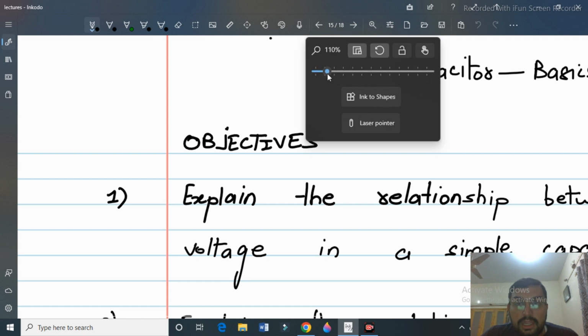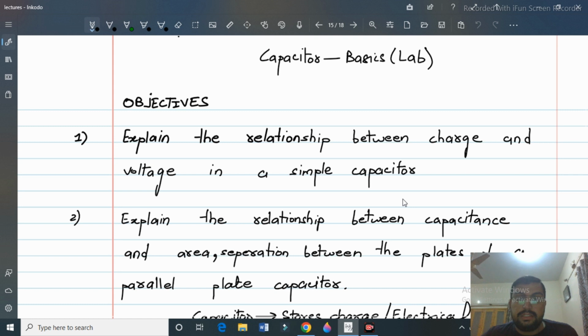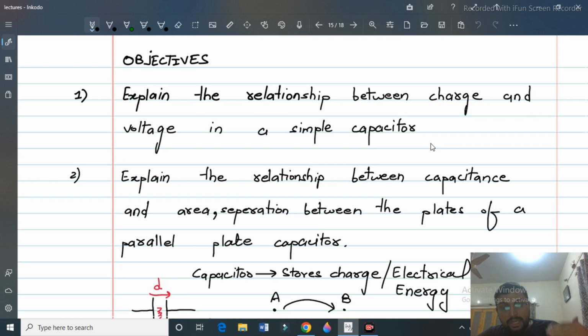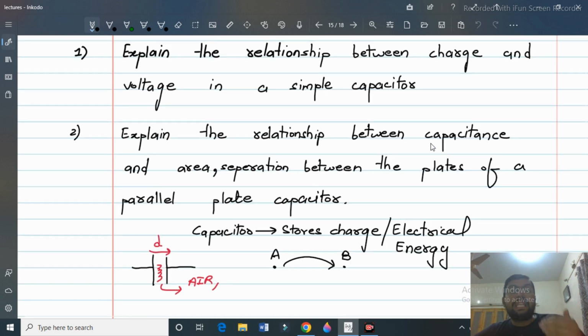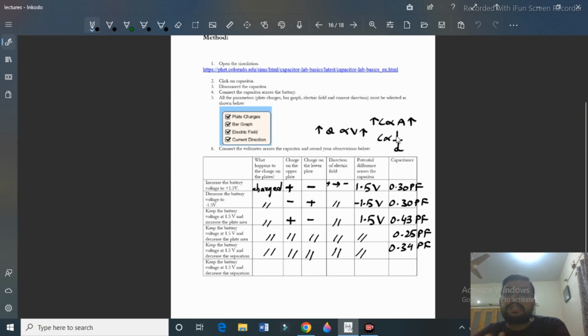Let me go to the original slides. So now what is your homework? You will be able to explain the relationship between charge and voltage in a simple capacitor on a simple worksheet that is provided by you to me. And you will be able to explain the relationship between capacitance, area, and separation between the plates of a parallel plate capacitor that we have discussed in this lecture by using the PhET simulation and by using this check. Thank you so much.